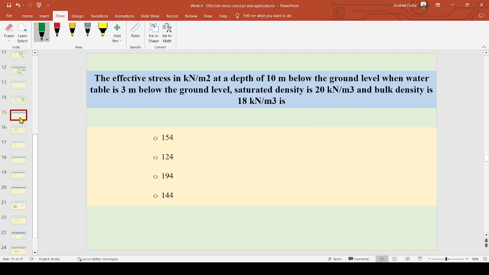The effective stress at a depth of 10 meter below the ground level, when the water table is 3 meter below the ground level, saturated density is 20, bulk density is 18. So now this is the ground level.